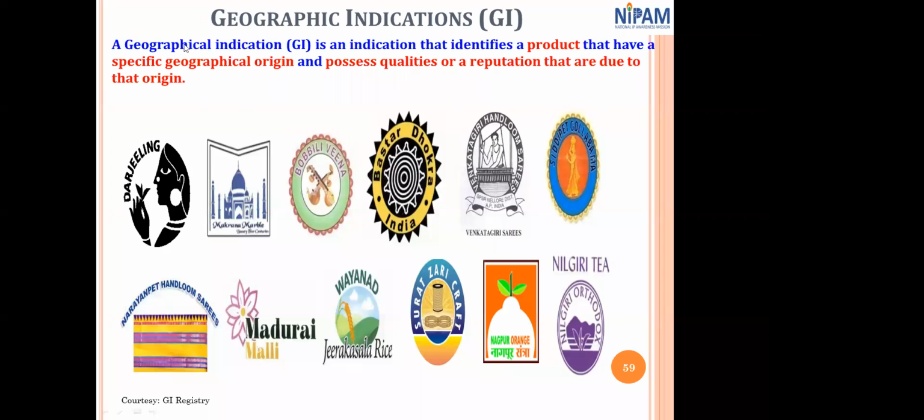So what is a geographical indication tag? It basically indicates that a particular product belongs to a particular defined geography. Okay. It is an indication that identifies a product that has a specific geographical origin and possesses qualities or a reputation that are due to that origin. If I talk about history, India was very famous for muslin clothes in Egypt.